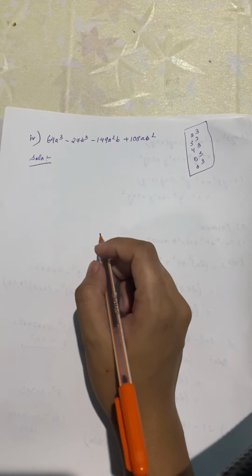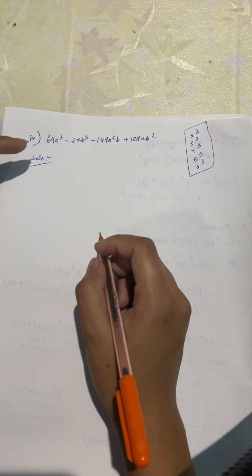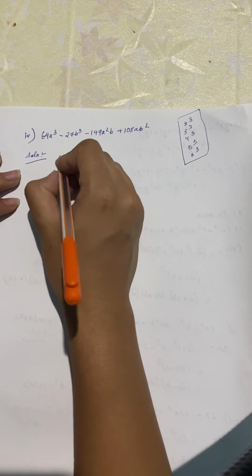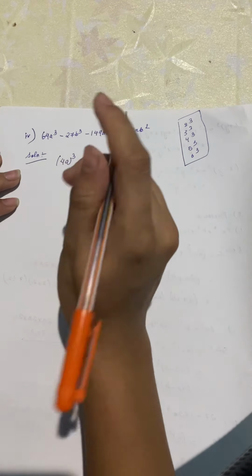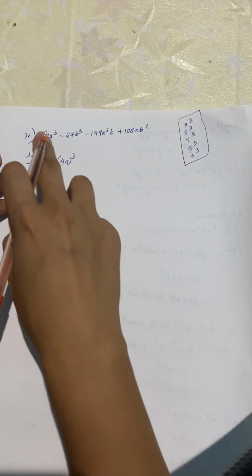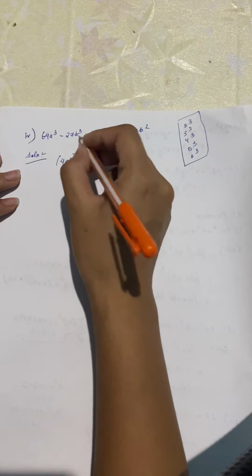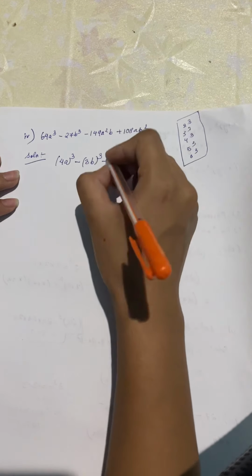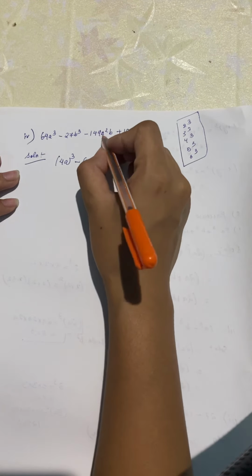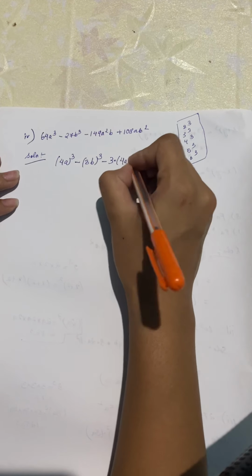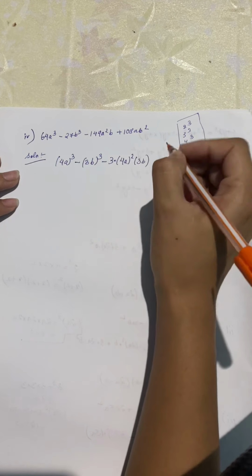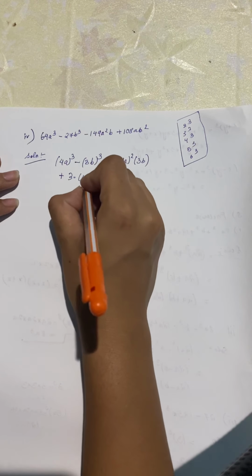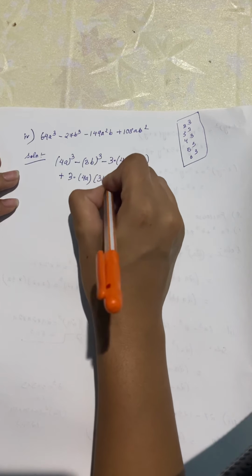Because in exam time you'll end up wasting a lot of time trying to find out what is the cube root of 64. Okay, so 64a³ is actually (4a)³. When you multiply 4 three times, you'll end up getting 64. Okay, now 27b³ will be (3b)³, minus, use the formula, 3 into (4a)² into 3b, plus 3 into 4a into (3b)². Remember the formula, okay?